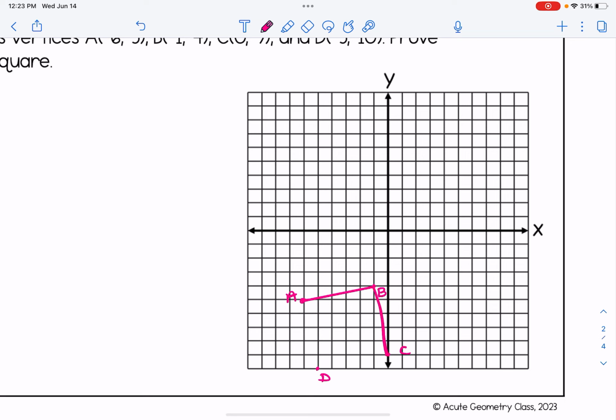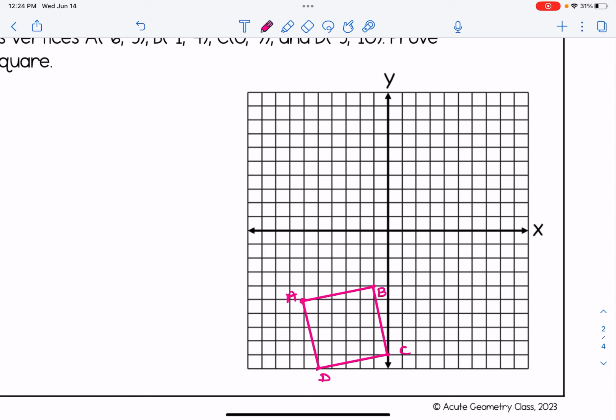All right, so once I have my 4 points plotted and labeled, make sure you put the letters next to those points. I'm going to go ahead and connect those, and it should look like a square. If it doesn't, check your points again, make sure you plotted correctly. We definitely want this to look like a square and match the shape that the problem is giving us.